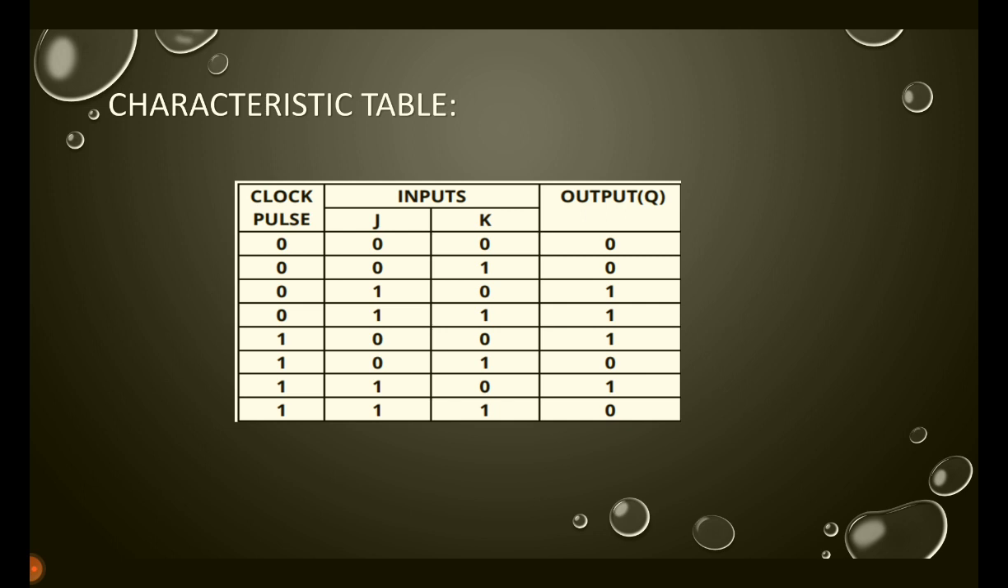So now we are going to give clock pulse value as 1. When we give clock pulse value 1, and J and K input values are 0, we get output value as 1. When we give input value for K, the output value is 0. When we give input value for J, we get output value as 1. When we give input value for both J and K, you get output value of 0.